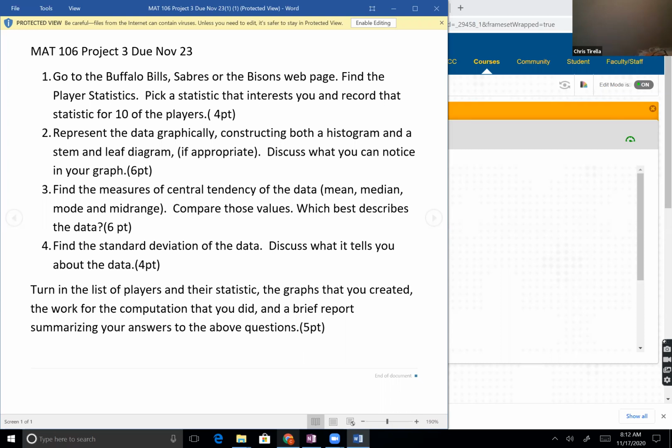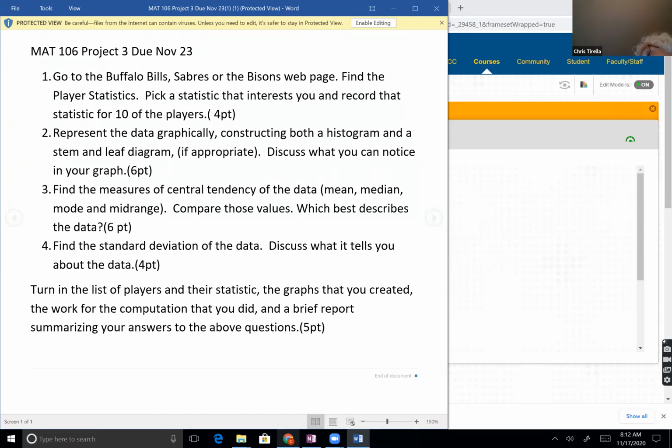If you go to the Bills site, the first statistics that I found about the players were just about the players, things like their ages or their heights or their weights. And then if you go into player statistics, they have things like how many yards they got. If you're much more into the sports, the defensive players have how many sacks and things like that.